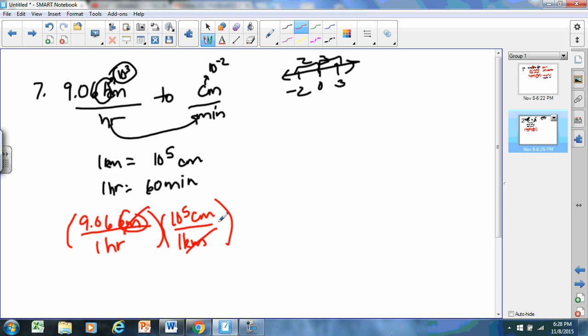This cancels this. If I stop the problem right now, I'd be in centimeters per hour, but I'm trying to get to centimeters per minute. Now this is crazy. It's the first time it's happened. Hour is on the bottom. So this time 1 hour has to go on the top.